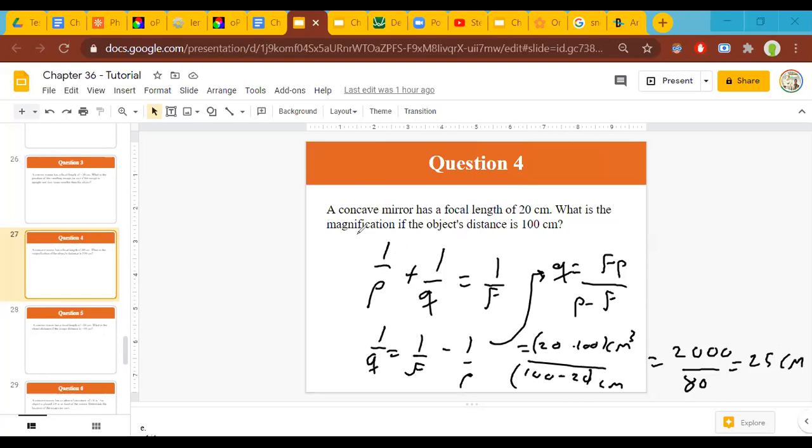But we need to find out the magnification of the object. That's a ratio of Q over P with a negative sign. The negative sign is there to account for the fact that real images are inverted. And so we have negative Q, which is negative 25 centimeters. P is 100 centimeters. So this ratio is a magnification of negative 1/4. That tells you the image is inverted and it's 4 times smaller than the object.